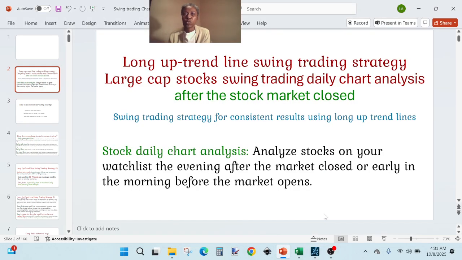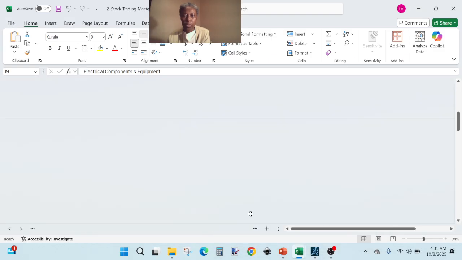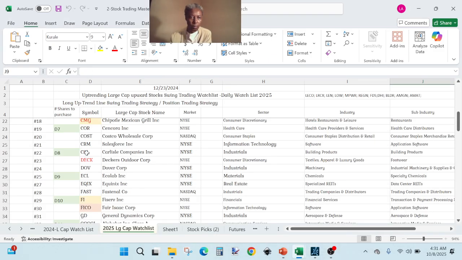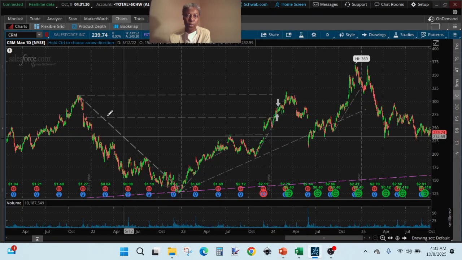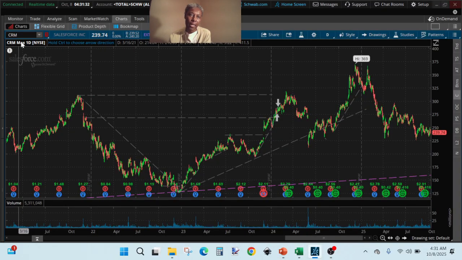Hello, swing trading strategy for consistent results using long uptrend line. We are going to use 3 stocks from our watch list to analyze today using the long uptrend line swing trading strategy, and the first one is CSL.